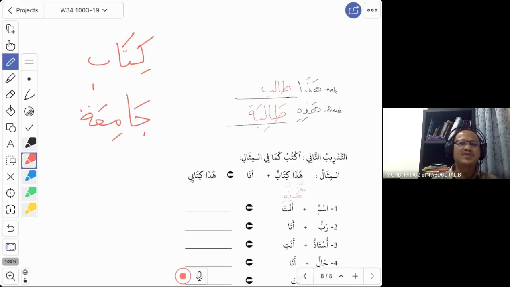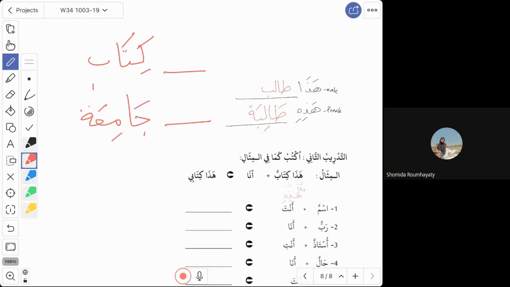Now you want to say, this is a book. This is a university. So what do you say here? That is the question. If it is a human, then it is easy because you look at the gender. Male, you say haza. Female, you say hazihi. But now it is an object.